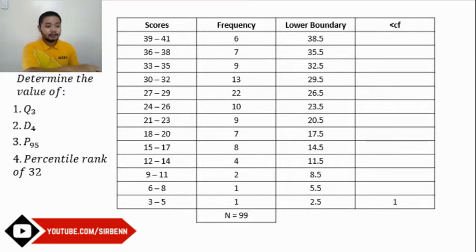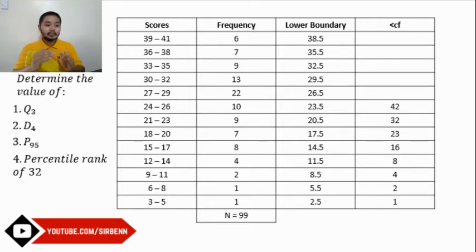So, doon sa mga susunod na numbers, ganito natin sila makukuha. 1, i-add natin yung next frequency niya. 1 plus 1, and that would be 2. Tapos, next frequency 2, 2 plus 2, that would be 4. Tapos, 4 plus 4, that would be 8. Tapos, 8 plus 8, that would be 16. Tapos, 16 plus 7, that would be 23. Tapos, 23 plus 9, that would be 32. Tapos, 32 plus 10, that would be 42.